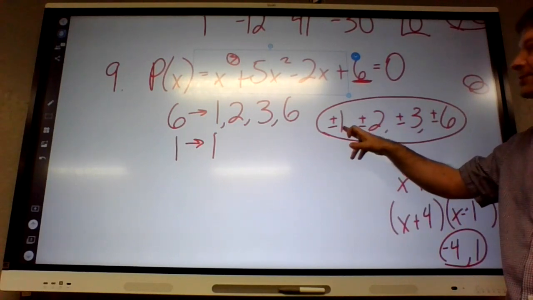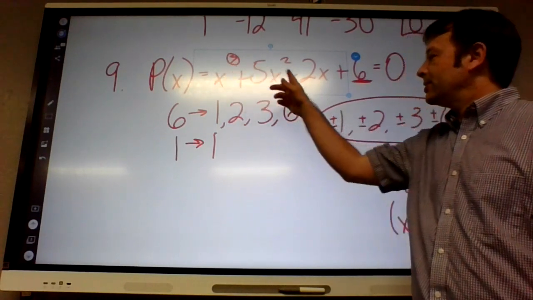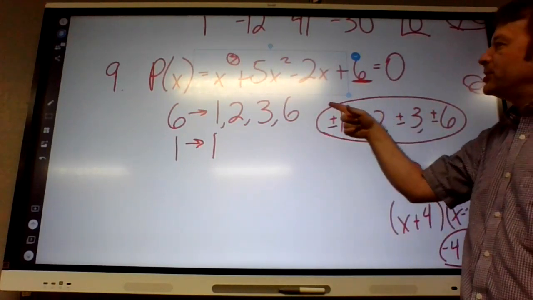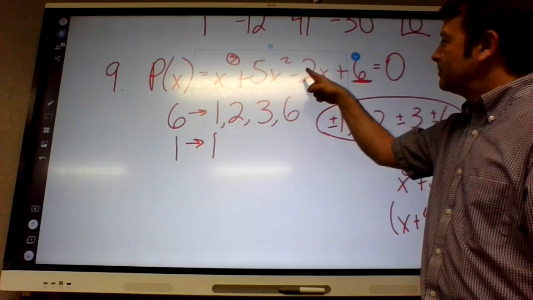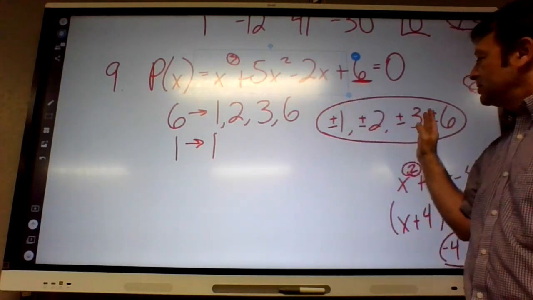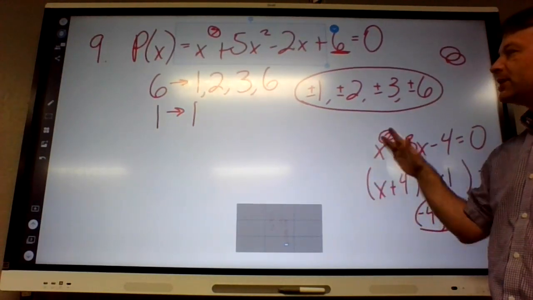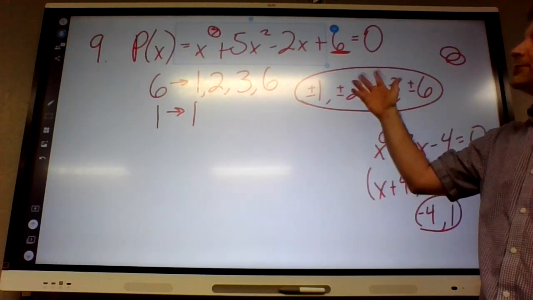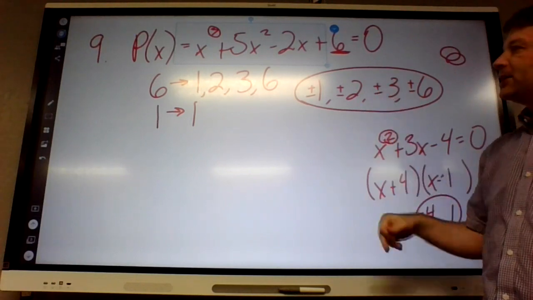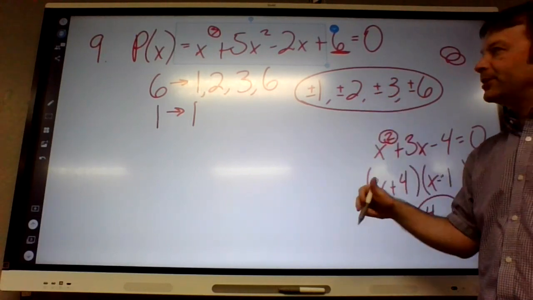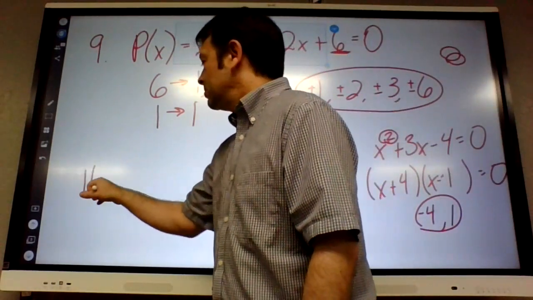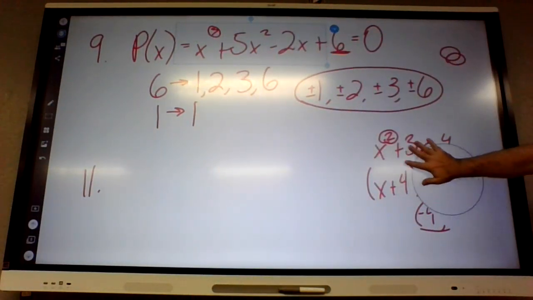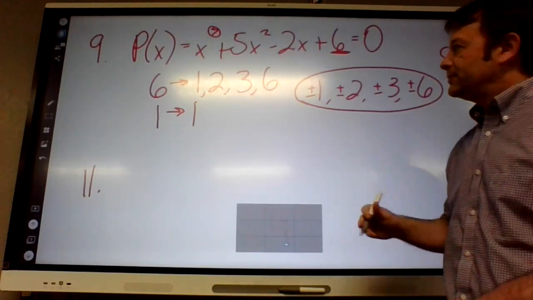You could find out if these are answers by just plugging them in. Like plug 1 in, does that make it equal to 0? I think the answer would be no: 1 plus 5 minus 2. Yeah, it doesn't work. But you could check. We don't have to check on these though, I'm kind of getting ahead of myself. Actually finding the answer is what we have to do in the B section, but you can just stop right there. Number 9 and 11. Alright, let's see if you guys remember what I did.